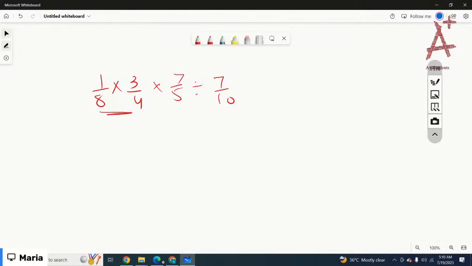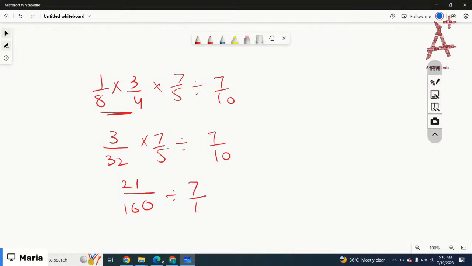You have to go from left to right. Just multiply. 3 times 1 is 3. 4 times 8 is 32. Times 7 over 5 divided by 7 over 10. Then you have to do 7 times 3 is 21, and 5 times 32 is 160. So 21 over 160 divided by 7 over 10.